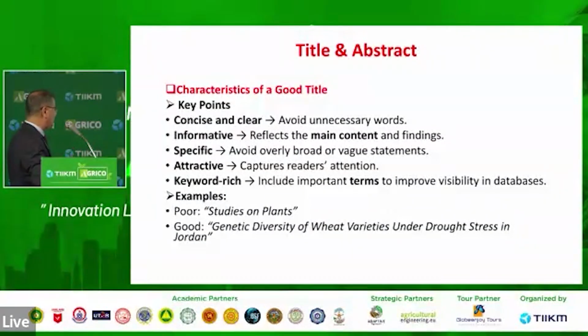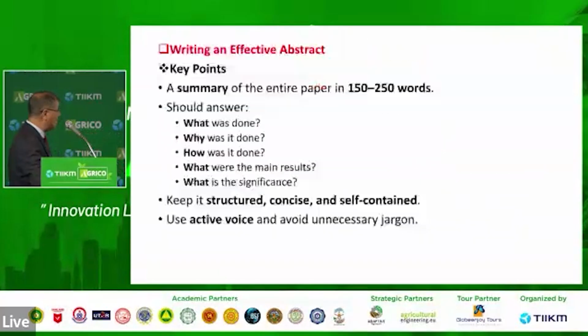And at the same time, sometimes somebody writes "studies on plants," while another says "genetic diversity of wheat varieties and drought stress in Jordan." When you go for a title, the title itself will get you to the point that this is a quality work that I have to go to.